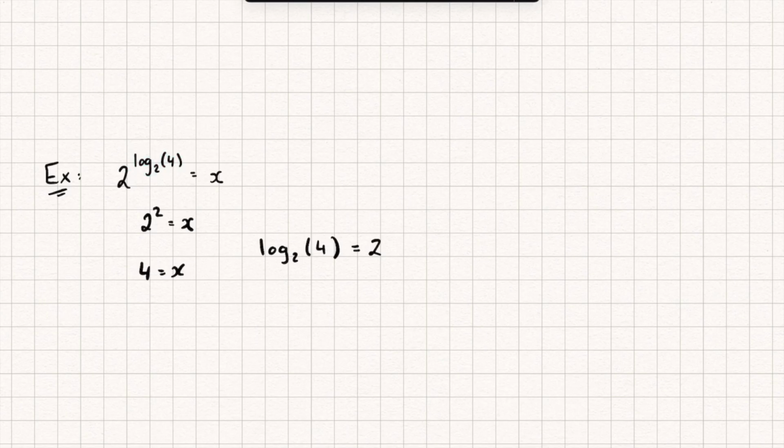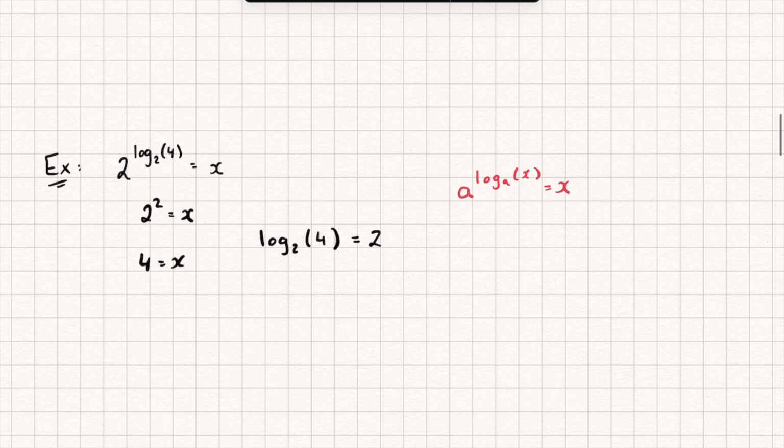We can say if we've got, say, a number a to the power of log base a of x, this equals x. And if you want perhaps another way to think about this, we could say, okay, we don't know what this is, so let me write it next to it. Let's say log base a of x equals some number b. Let's write this in exponential form, and we get a to the power of b equals x.